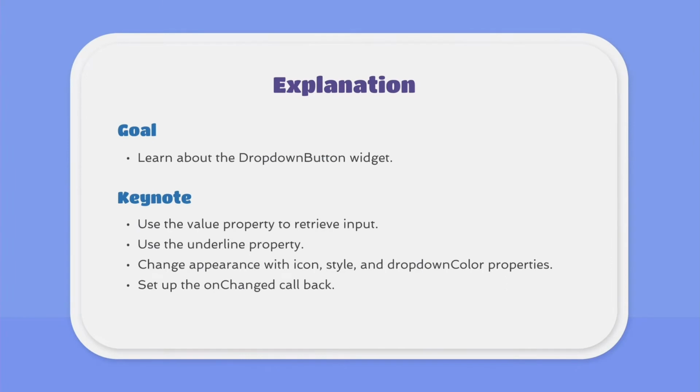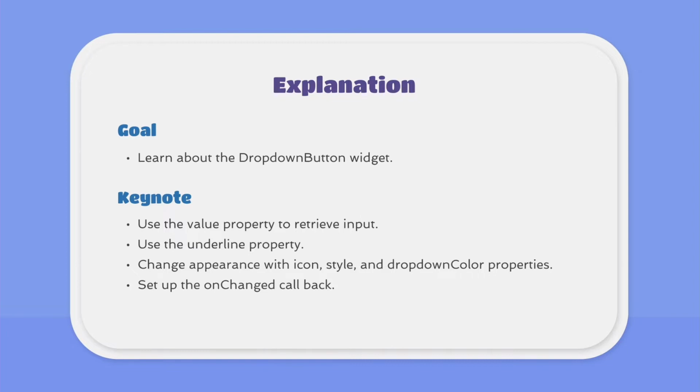In this lesson, we are going to learn about the drop-down button widget. Drop-down button is commonly used to allow the user to select an option from a number of selections in a drop-down banner fashion. We use the value property to retrieve the input from the user. This usually follows with an onChanged callback to update the app state according to the user's choice. We can also change the appearance with underline, icon, style, and dropdownColor properties.